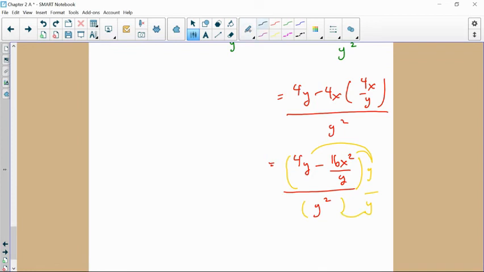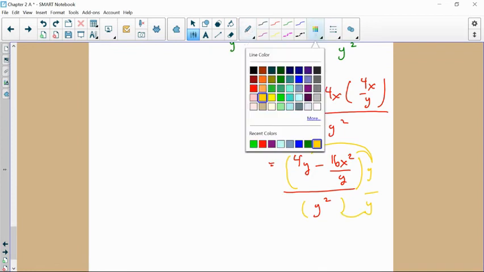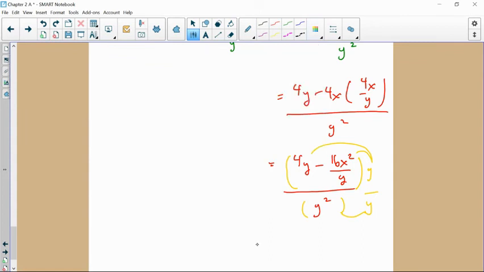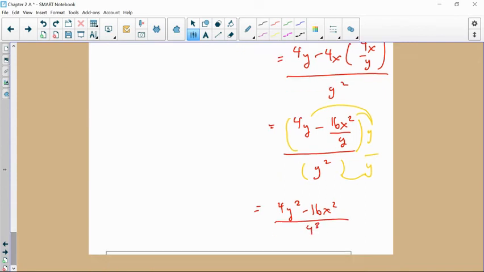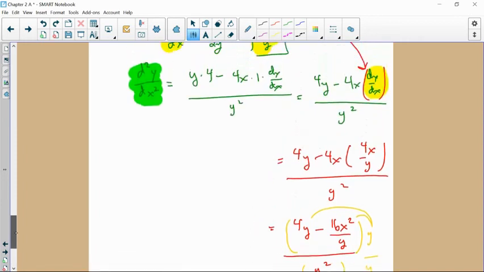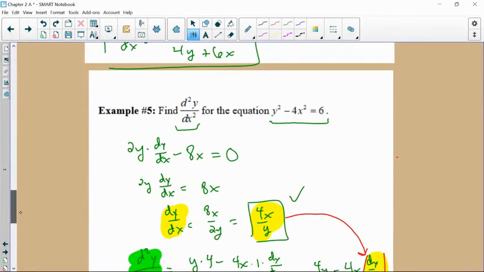So now I have 4y squared minus 16x squared divided by y cubed. And that's a pretty simplified answer. That's a pretty good answer. Okay. But here's the crazy thing. It's not really the most simplified answer. And here's why.